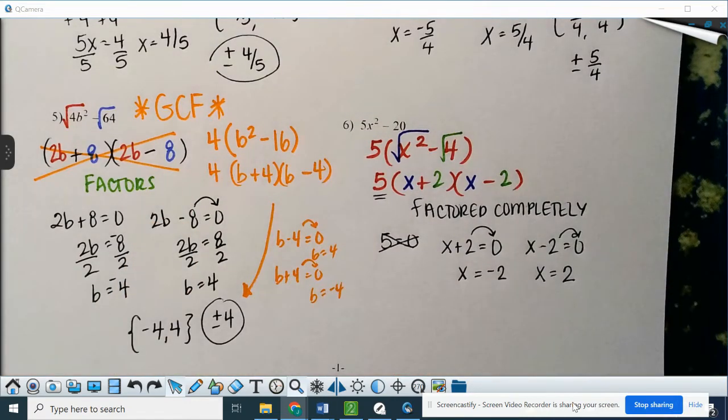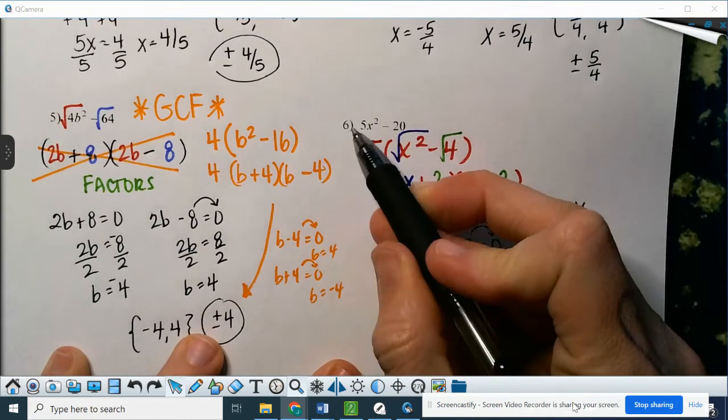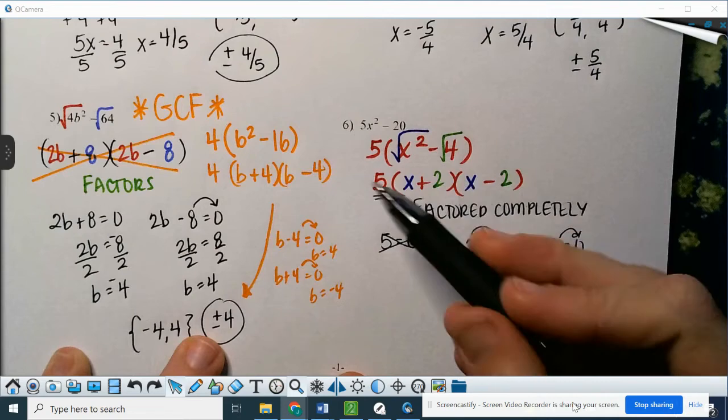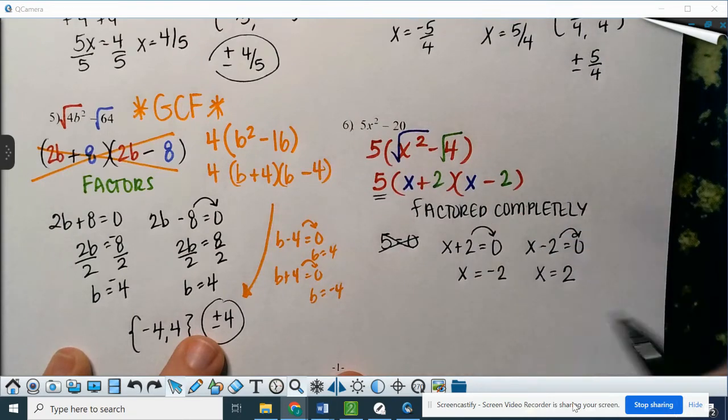So again, for differences of squares, it must be a binomial. It must be a subtraction problem. So that's called differences. And they have to both be perfect square roots. Like this one's really funny because 5, you couldn't take the square root of it anyway. So the only way we could factor any further is by taking that GCF out.